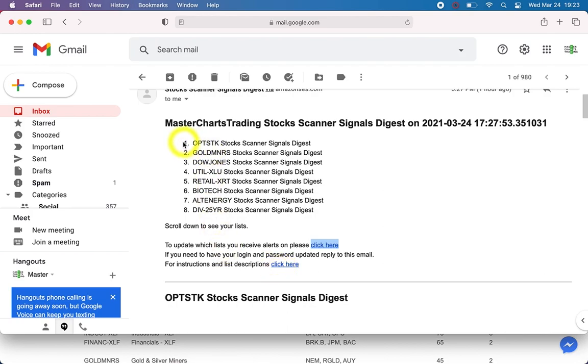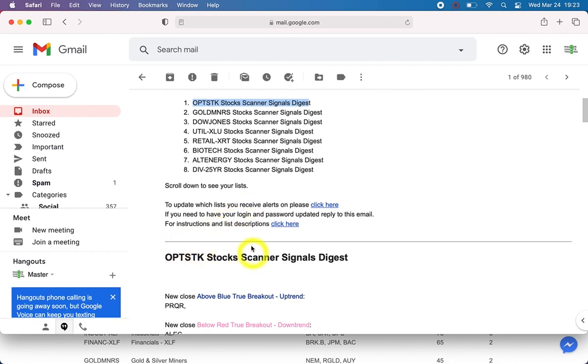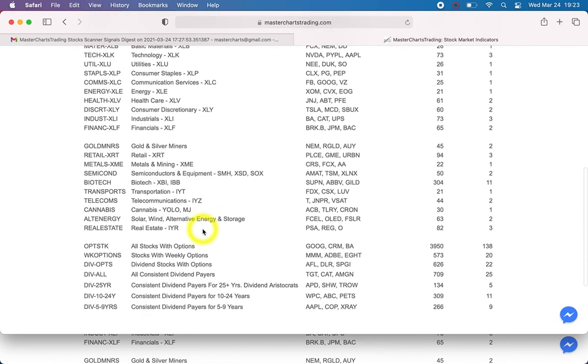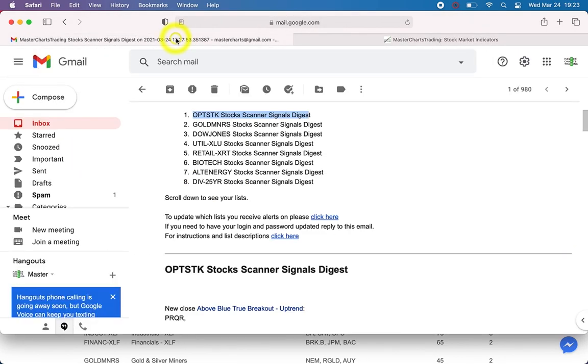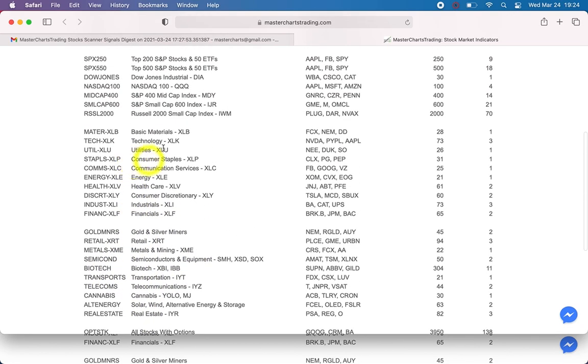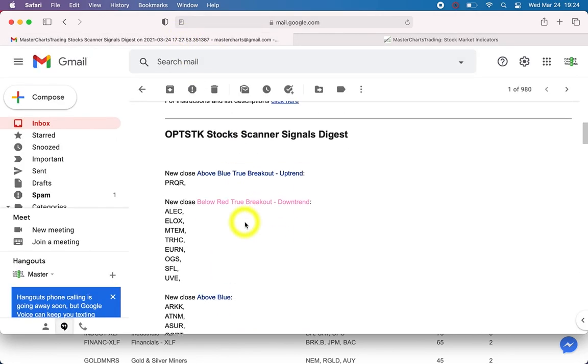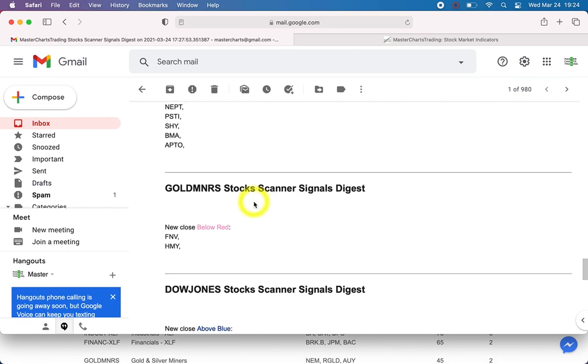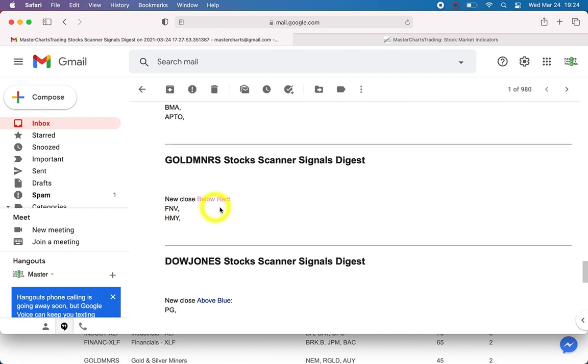So let me show you. You can see that first on the list is this OPTSK, so all stocks with options. Again, if you click on the descriptions here, you can see the descriptions. Gold miners, Dow Jones, pretty self-explanatory. So it scans within those funds, within those various setups. And so, for example, today I got a report here for all stocks with options, and I got a whole bunch of them. Gold miners, close below red, close above blue.